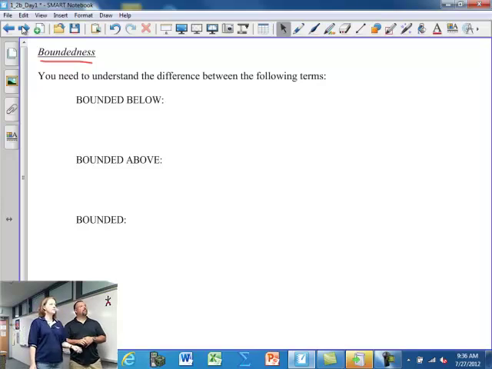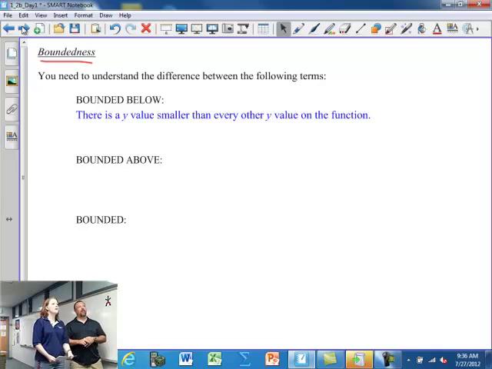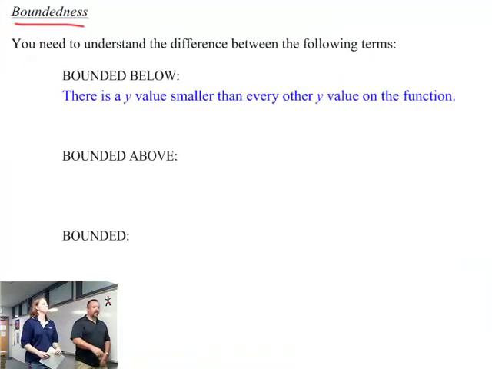Well, boundedness is probably a new term for you, but there are 3 kinds of boundedness. There's bounded below, bounded above, and bounded. So let's go through these definitions. Bounded below means that there is a y value smaller than every other y value on the function.